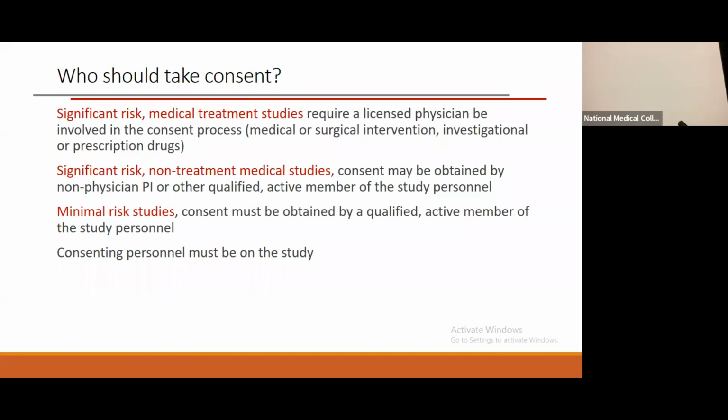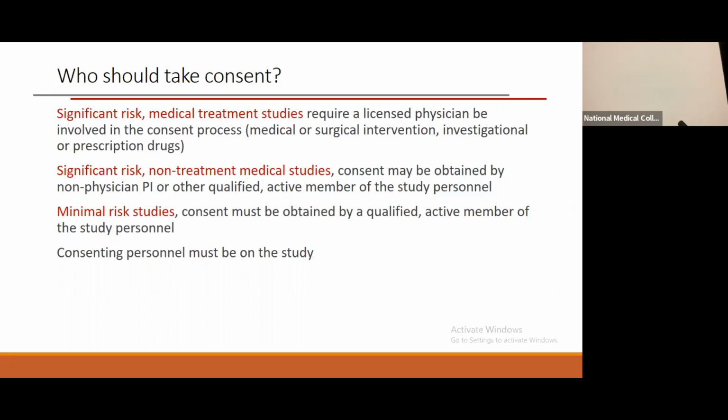Next is who should take consent. Should consent always be taken by a physician? If there is a significant risk or you are doing interventional studies, then the consent has to be taken by a licensed physician. A nurse cannot take consent because you are the best person who can explain the procedure to the patient, because the patient may have many questions on it.